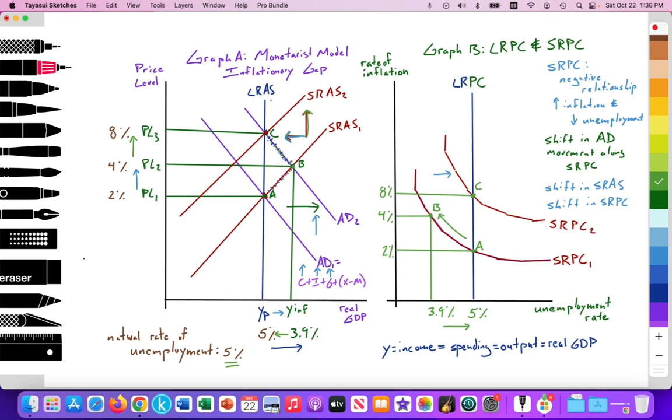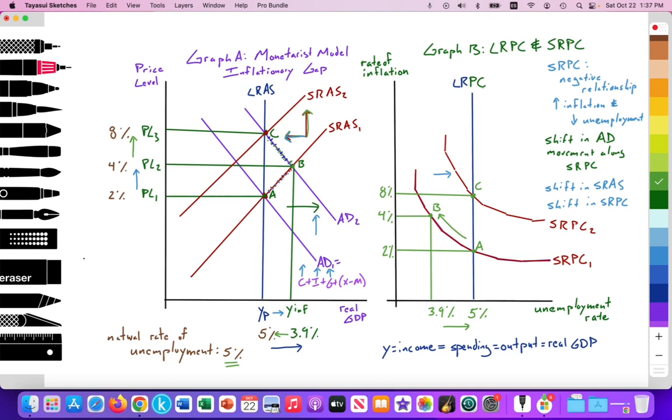We have a perfectly inelastic long-run aggregate supply curve in graph A, illustrative of the average level of employed resources to produce the amount of outputs that is produced when we fully employ those resources. And the United States' long-run average level of unemployment is 5%. So when we have 95% of our labor force employed, this is the most amount of goods and services that we can and should be producing.